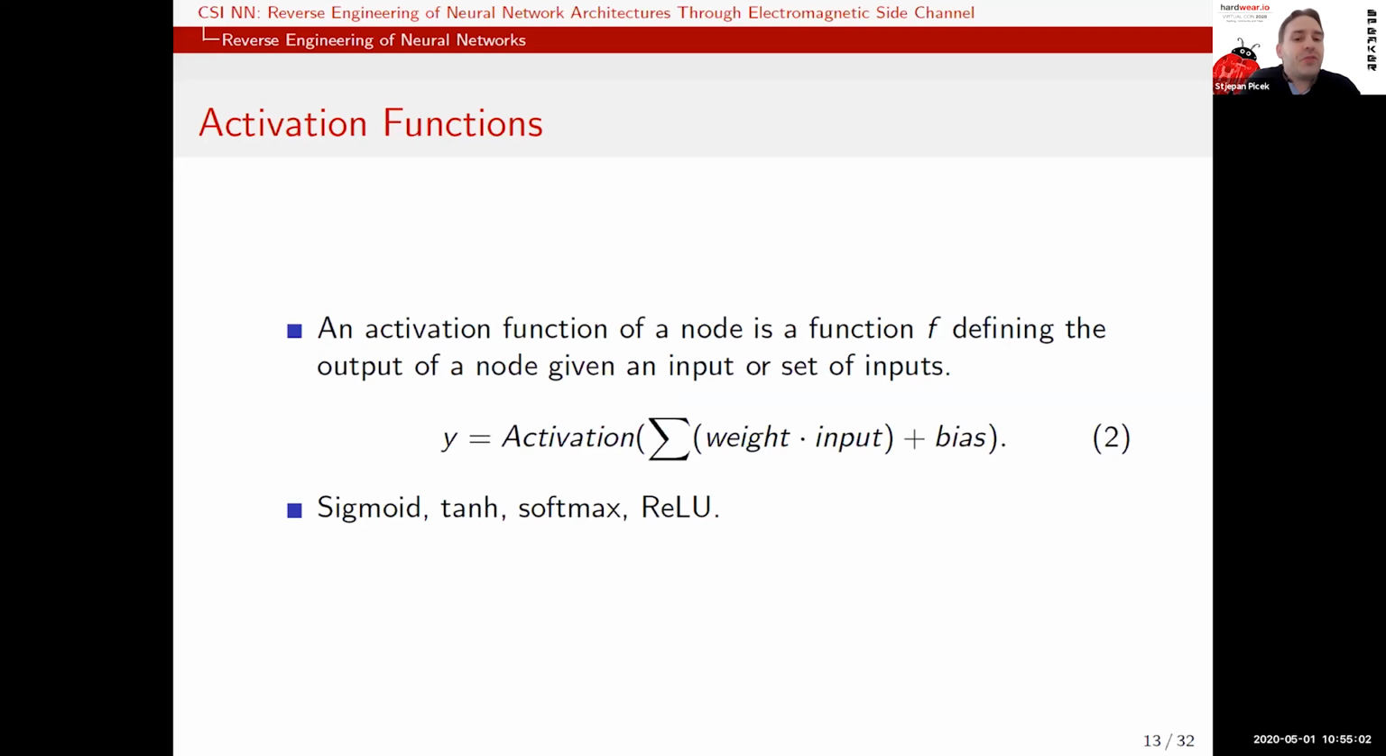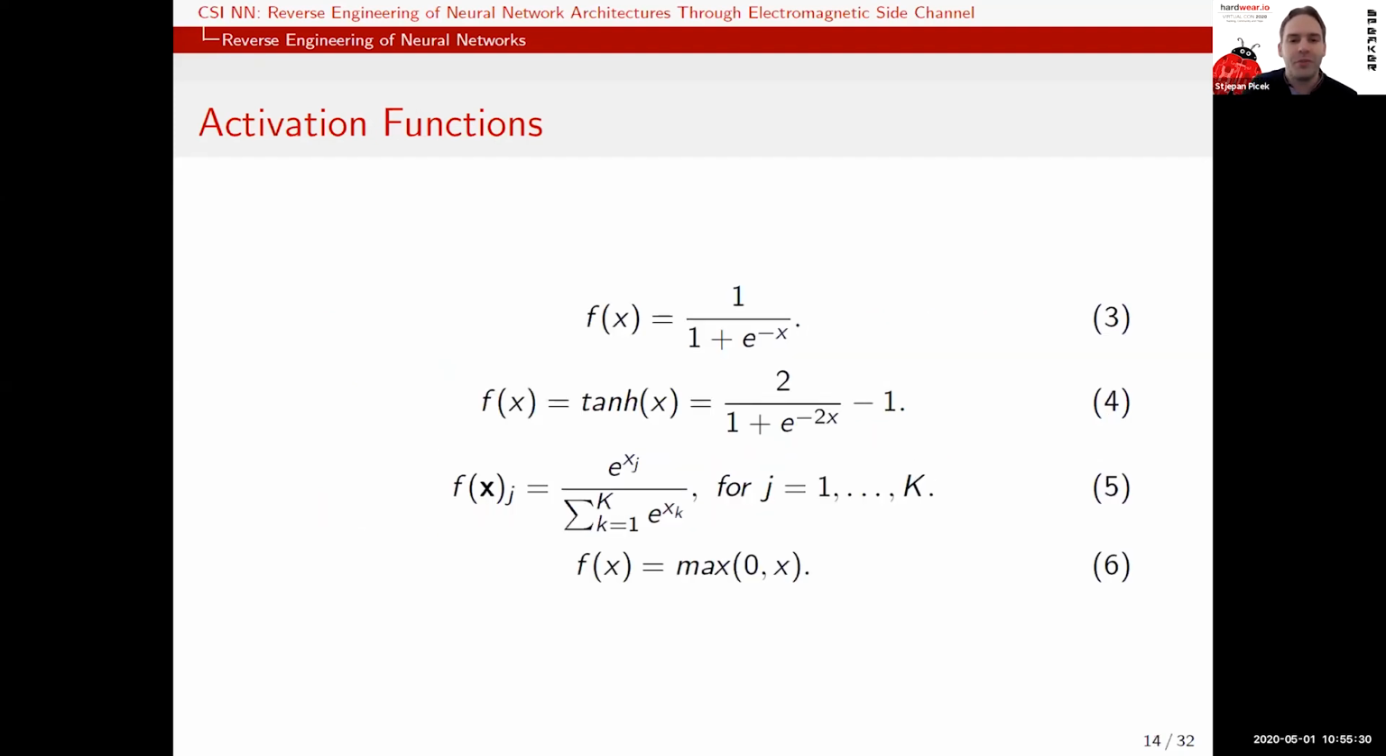So what's an activation function? Well, it's a function defining the output of a node given an input or set of inputs. Here I write 4 commonly used activation functions: sigmoid, tanh, softmax, and relu. There are tons of activation functions. You can go on Wikipedia, I think there would be listed 20, 30 at least. This procedure can be done for any activation function, but these are commonly used, so this is why we do it. I give here equations for those activation functions.